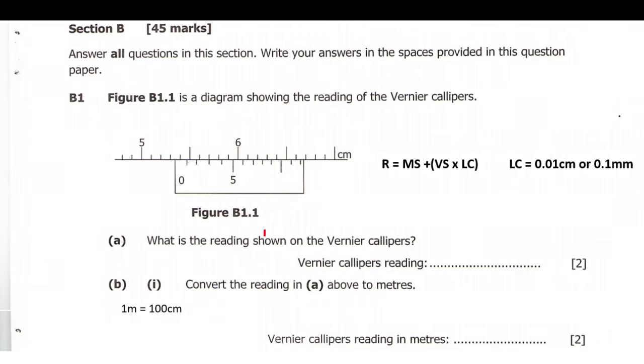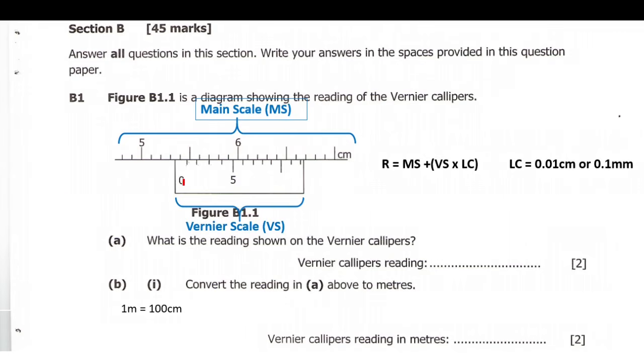So now, for us to be able to read this, we need to know the MS, which is the main scale, and also the Vernier scale. So the main scale is this top part here. These readings on the top of the Vernier caliper represent the main scale. Then the Vernier scale are these readings at the bottom. These here represent the Vernier scale.